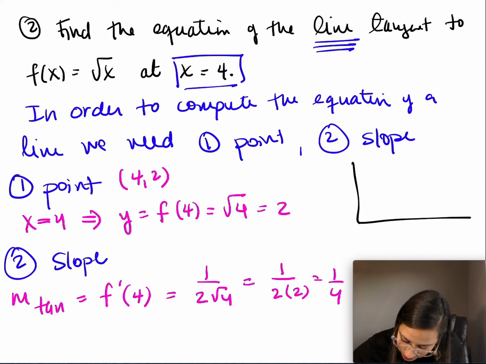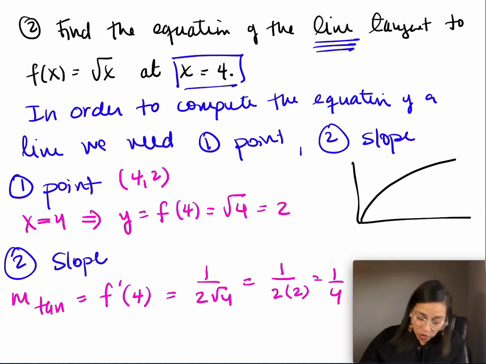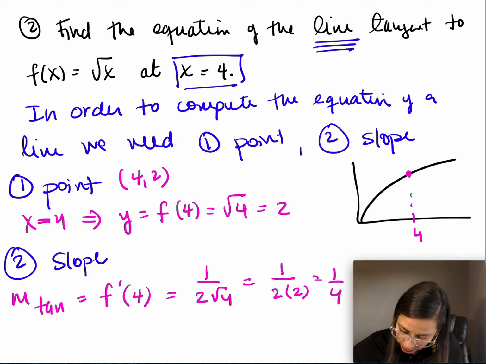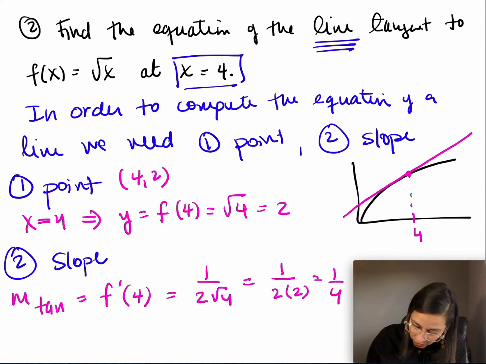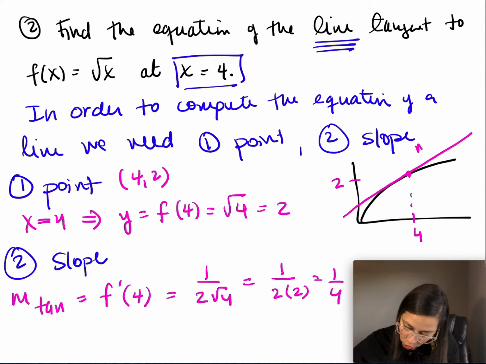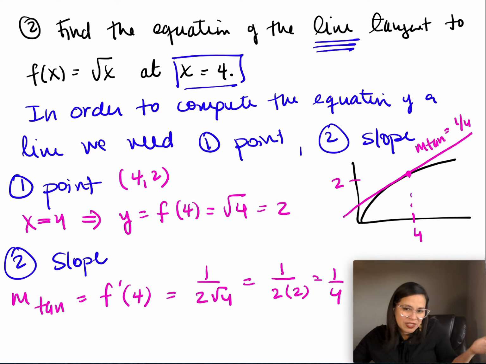We know that the graph of f of x equals root of x looks something like that. So if we have 4 right here, if this is 4, then this is the tangent line. That tells me that this is 2, and that the slope of this line is equal to 1 over 4. Makes sense. At least we got something positive.